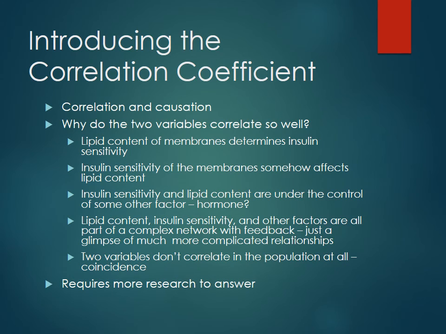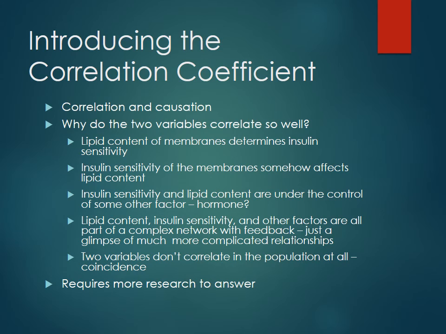So again, correlation and causation do not always match up to one another. So why do the two variables correlate so well? We could say that maybe lipid content of the membranes does determine insulin sensitivity. That could have a direct correlation. It could also be that the insulin sensitivity of the membranes is somehow affecting lipid content. In a lot of cases, you're not necessarily sure what the actual biological basis for it is, and very frequently you're not going to know the entire story, because in a lot of cases both variables could be influenced by something like hormones, right?